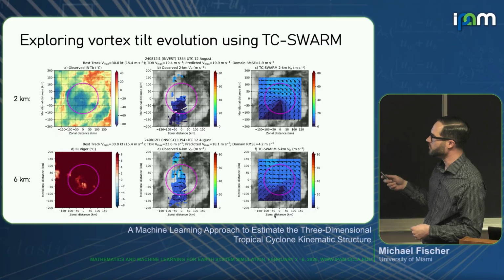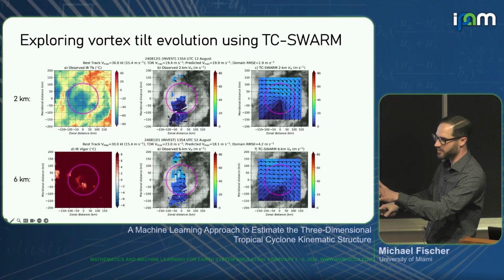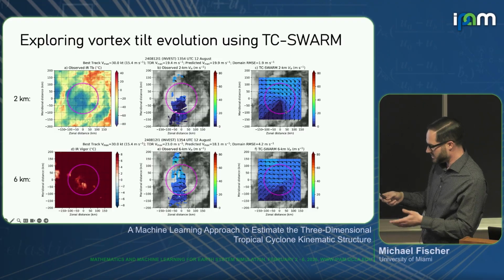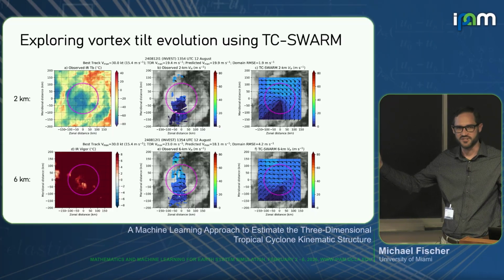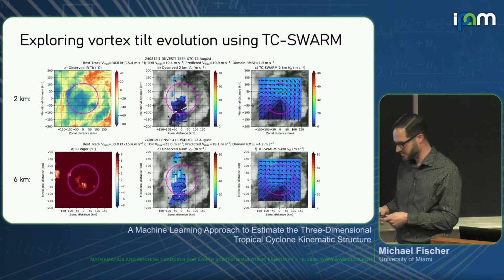The top row shows you the analysis at a height of 2 kilometers. The left panel is the observed infrared brightness temperatures, here's the observed wind speed at the low levels, and here's the machine learning estimate. Again, it doesn't know anything about the observed wind speed. We see that in this case, it's not even predicting a closed vortex, which is pretty cool. It even sees that it's an open trough at a height of 2 kilometers, which is interesting.